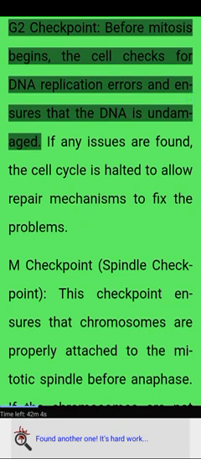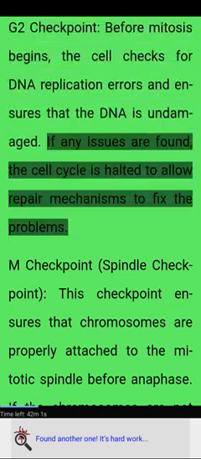G2 checkpoint. Before mitosis begins, the cell checks for DNA replication errors and ensures that the DNA is undamaged. If any issues are found, the cell cycle is halted to allow repair mechanisms to fix the problems.